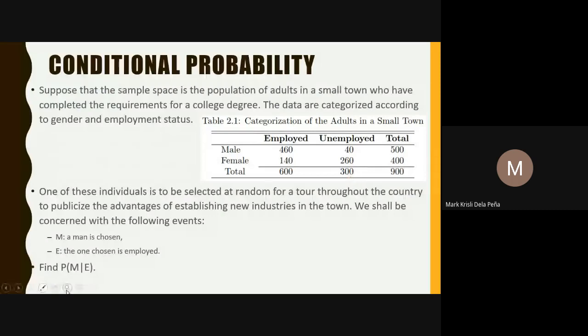Now, if we want to find the probability that a man is chosen given that he is employed, how do we find this probability? Remember that, given the previous definition, the probability of B given A is equal to the probability of the intersection of events A and B divided by the probability of A. In this case, since we use the variables uppercase M and uppercase E, we'll change our equation to the probability of M intersection E divided by the probability of E. This means we'll get the probability that a man is employed divided by the probability of all the employed people.